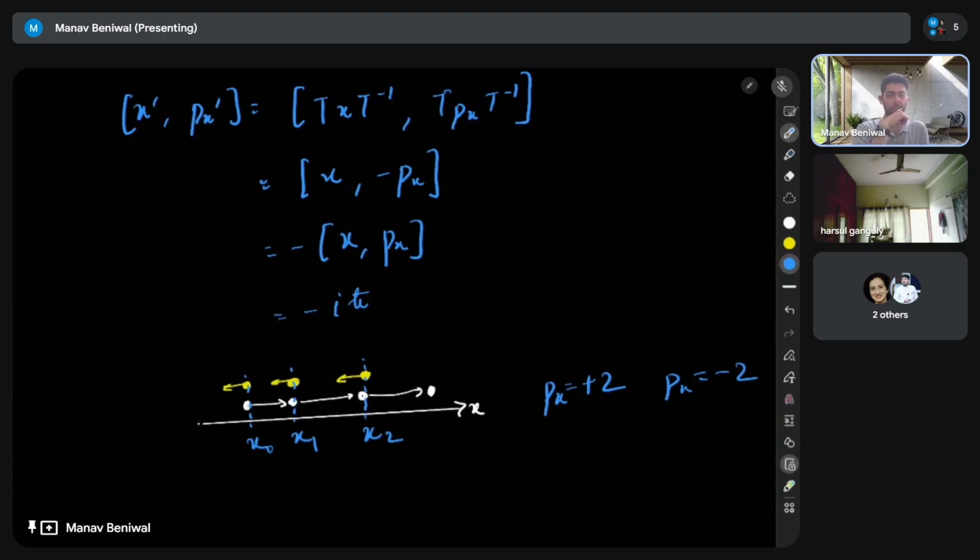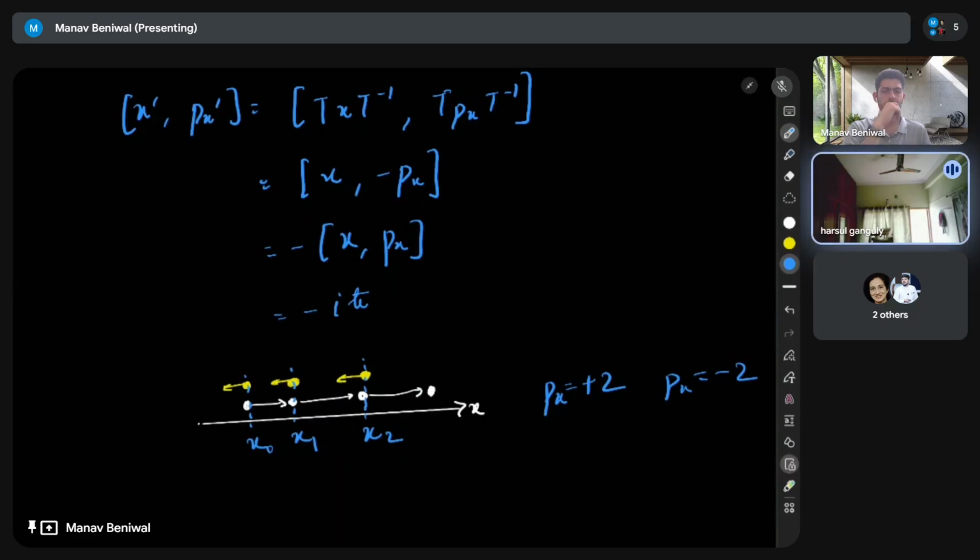Now I can ask you further: what do you think will happen to the energy? Energy would be p squared by 2m, but p squared would be positive even if p is negative. Yes, so your energy is also invariant under time reversal. Correct.